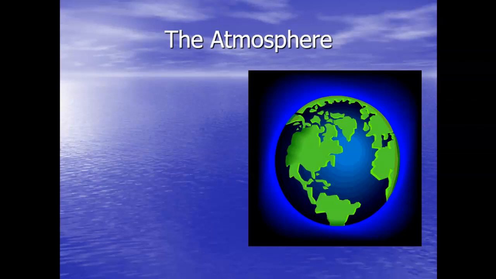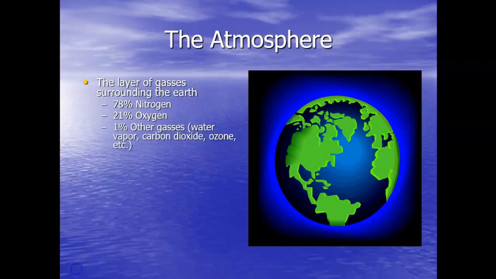The atmosphere around the Earth is made up of gases surrounding the Earth, and the composition of the atmosphere is about 78% nitrogen and 21% oxygen. And then the other 1% is other gases like water vapor, carbon dioxide, and ozone.